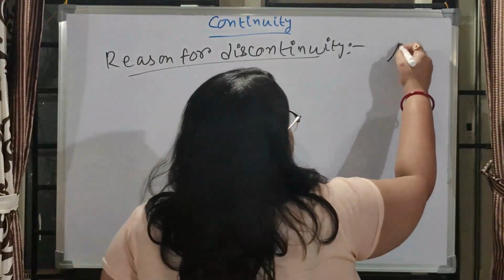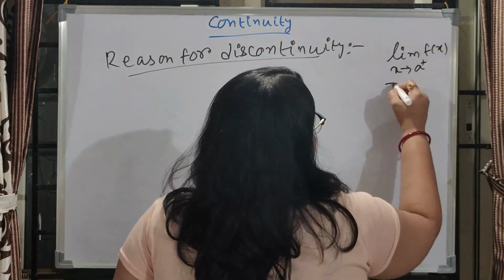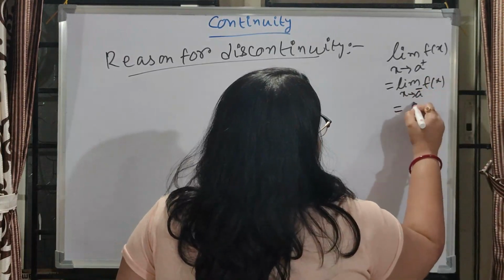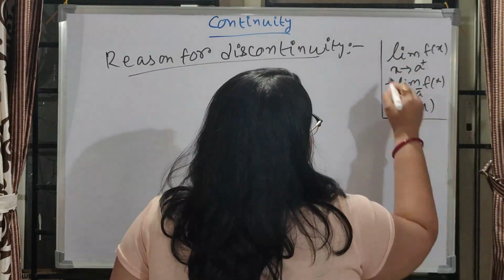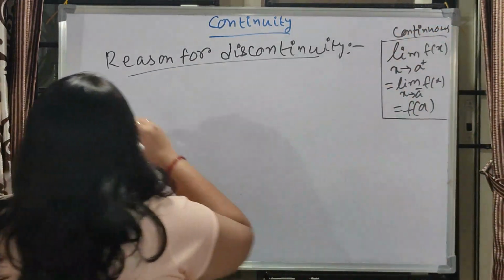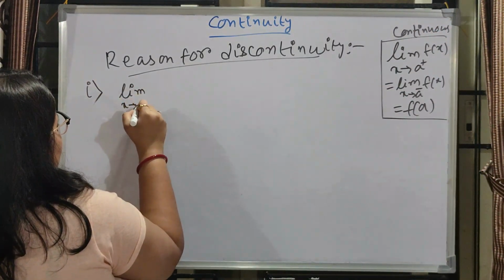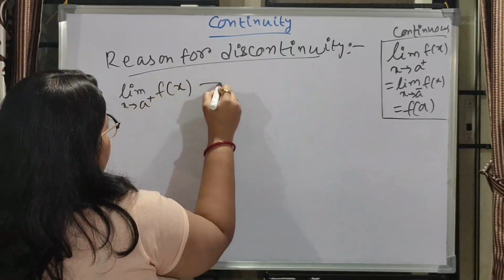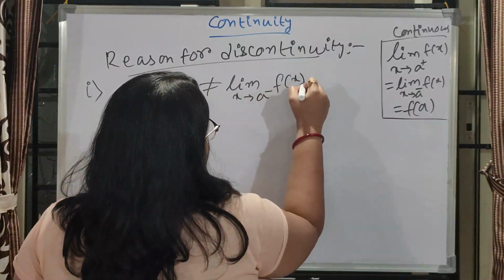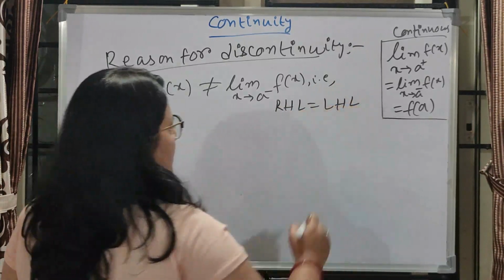So we know the definition for continuity was limit x tends to a plus f of x equal to limit x tends to a minus f of x equal to f of a. If these three are equal, then the function is continuous. So here the different type of discontinuity is limit x tends to a plus f of x not equal to limit x tends to a minus f of x. That is RHL not equal to LHL.